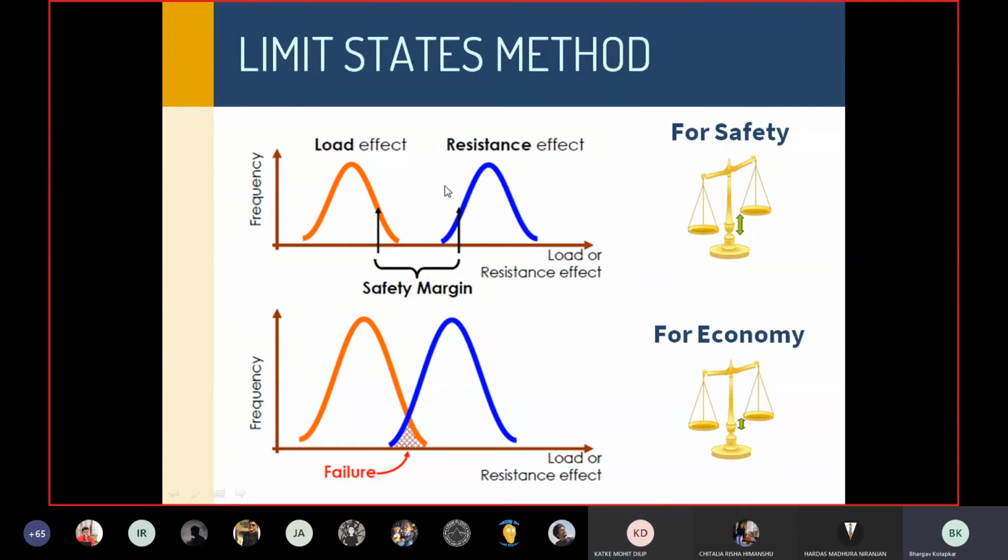The case that you're talking about is the upper graph that you see. In that case, there is zero possibility of failure. What that will do is it will make the structure uneconomical.